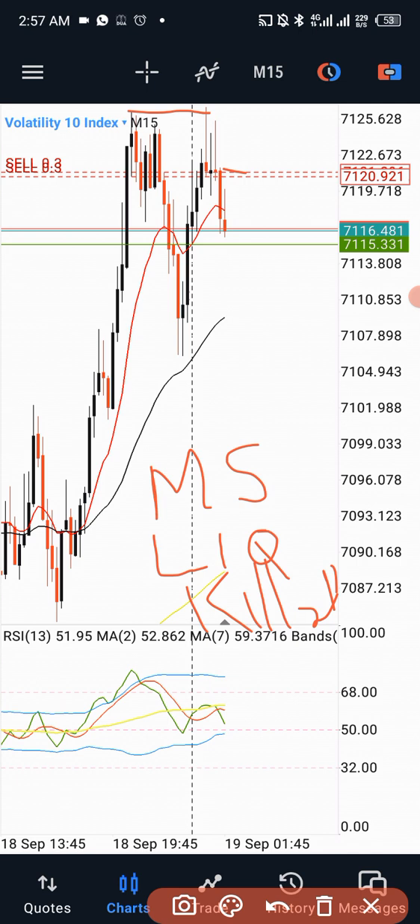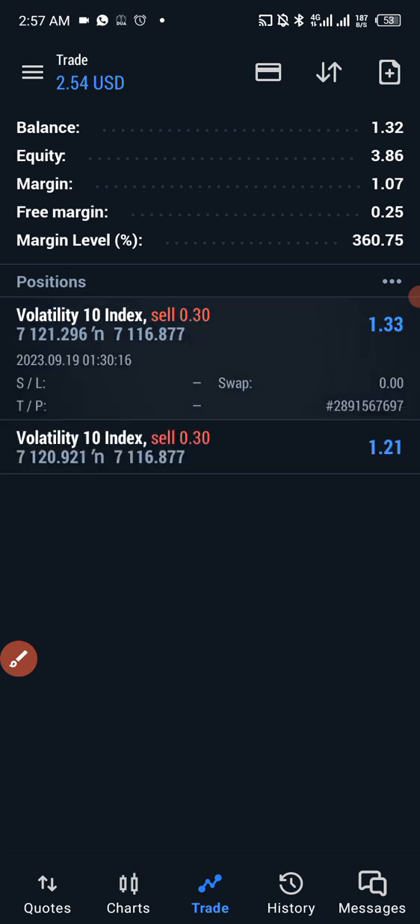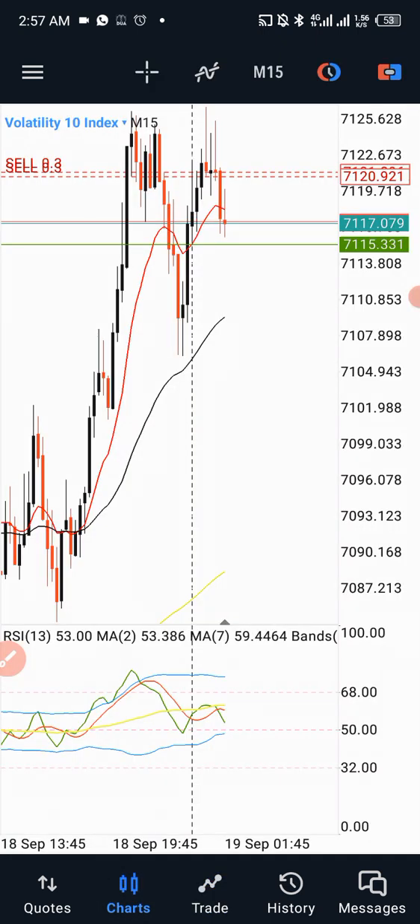Now if you look at the time I've taken the trade, this is 1:30 a.m., which is 2:30 Nigeria time, which is also part of our Asian session. So that is one thing with Asia.